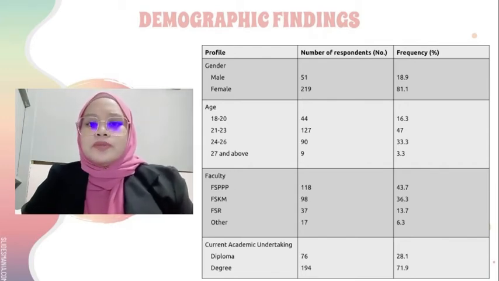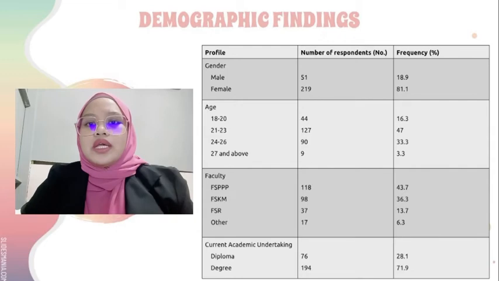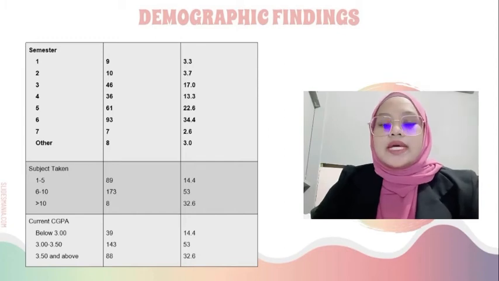Most of the respondents are from the FSPBP faculty, for 118 respondents or 43.7%, and the least to answer is FSR for 54 respondents or 20%. Many of the respondents are currently undertaking a degree, for 194 respondents or 71.9%. The highest number of respondents are currently in semester 6, with 93 respondents or 34.4%.